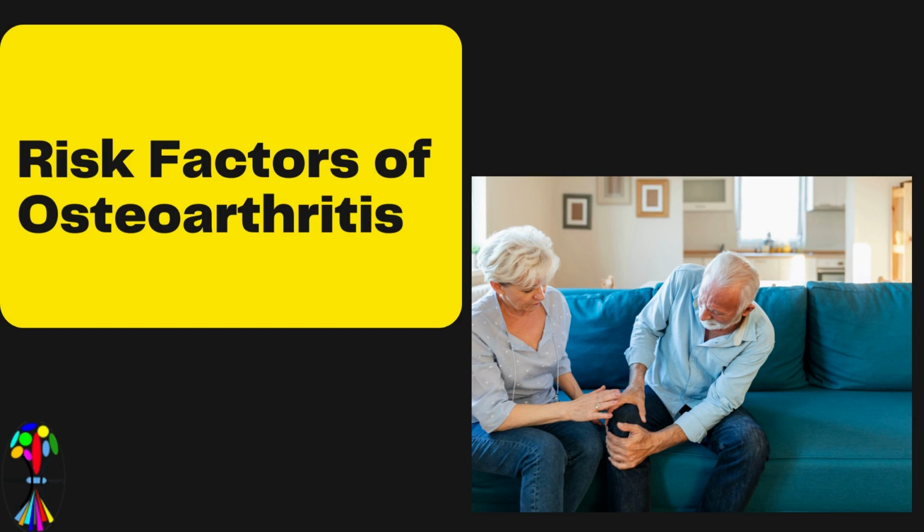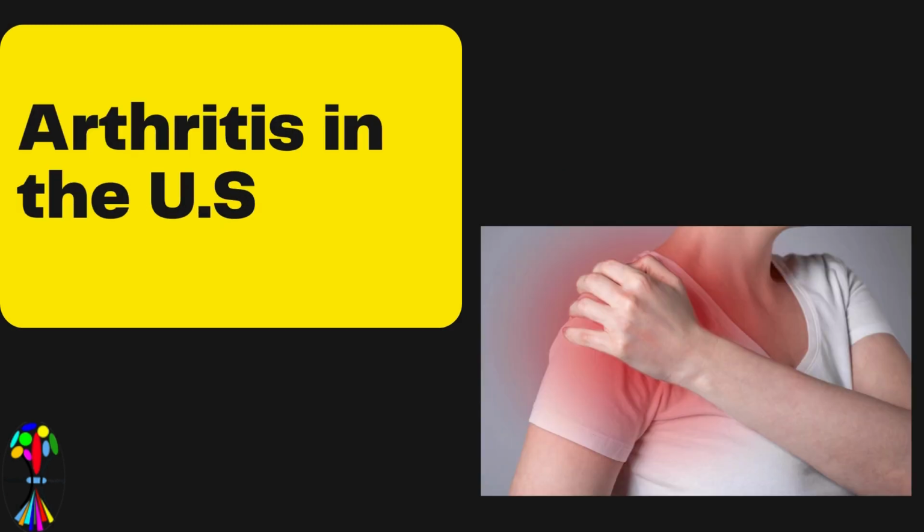So, now let's talk about arthritis in the United States. What is the prevalence of it? According to the Centers for Disease Control, CDC, 54 million people, about 25% of the population, have some type of arthritis. And this has a direct effect on the quality of life of the individual suffering from it. It's also the leading cause of disability in the United States.